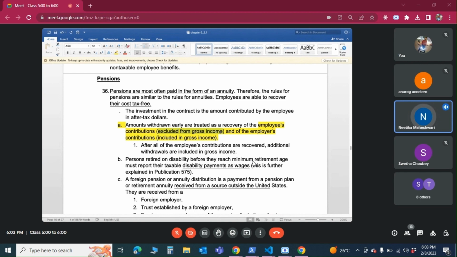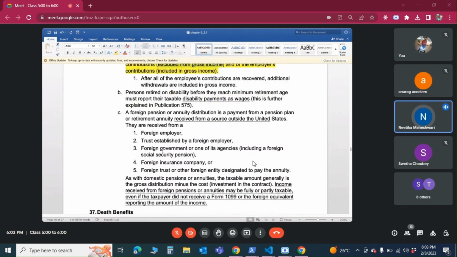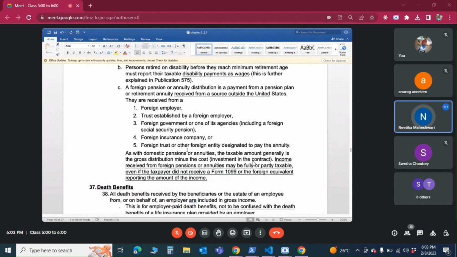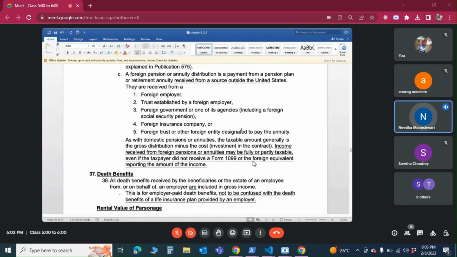Is that understandable to all? Okay, both of them are post-retirement benefits, but they're all taxed differently. But any pension which is received from a foreign employer, they don't get all of those benefits. Everything will be considered as taxable. I mean, they may be fully or partly taxable.